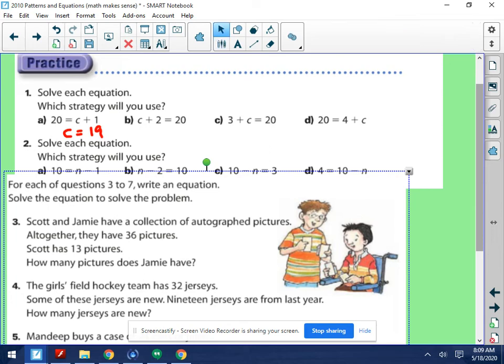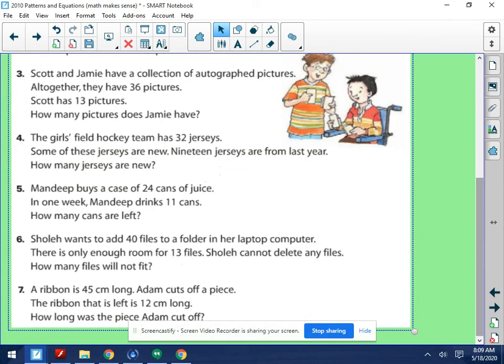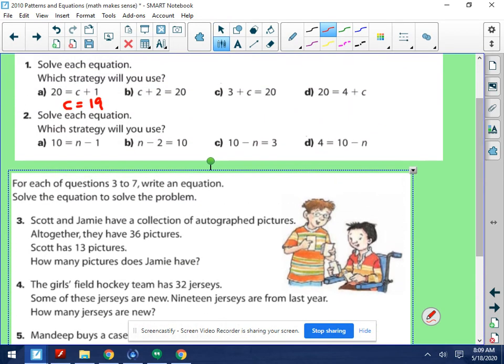Let me just pull this down a wee bit here. For number 2, it involves subtraction. 10 equals N minus 1, or N minus 1 equals 10. So let's see, what does N equal? Would it equal 6? 6 plus 1, or 6 minus 1? Well, 6 minus 1 is 5, so it's not 6. What take away 1 would give us 10? N would have to be 11, because 11 take away 1 is 10.